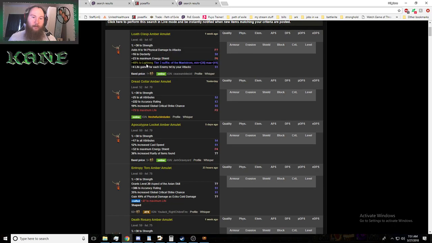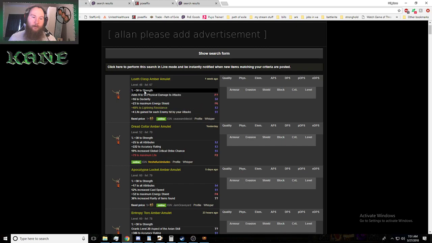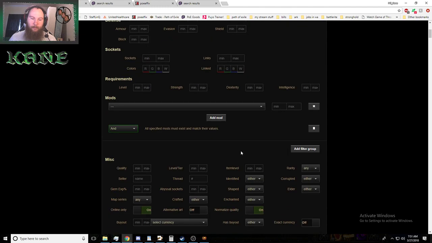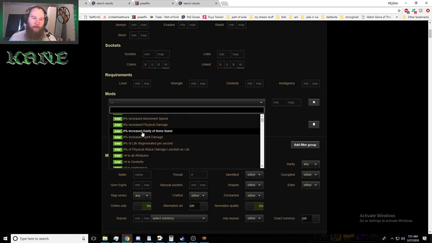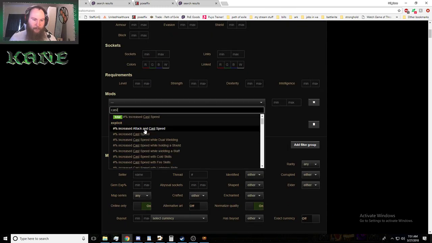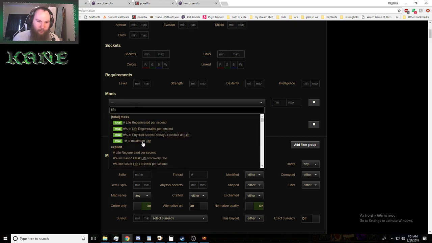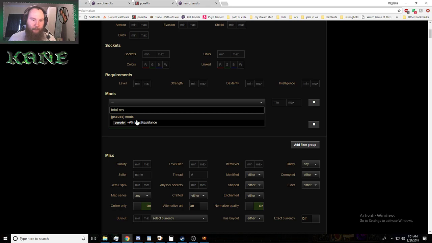So if you're looking for that particular mod on the item, for example, the cast speed again, if you want it on there. So if I do cast speed and amulet, the ones that have that should pop up. And you can do this for just about anything. So you do life, total, maximum of life. You can do energy shields. You can do total resist, which is one of my favorites.